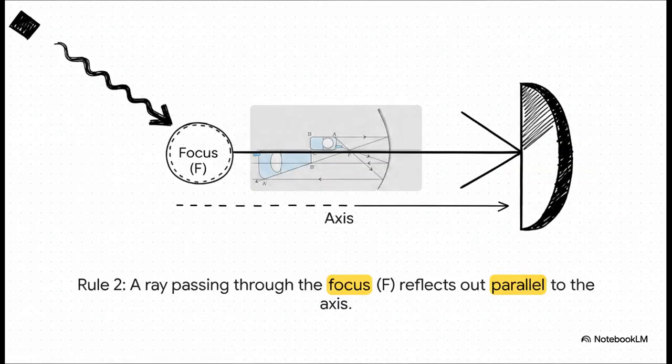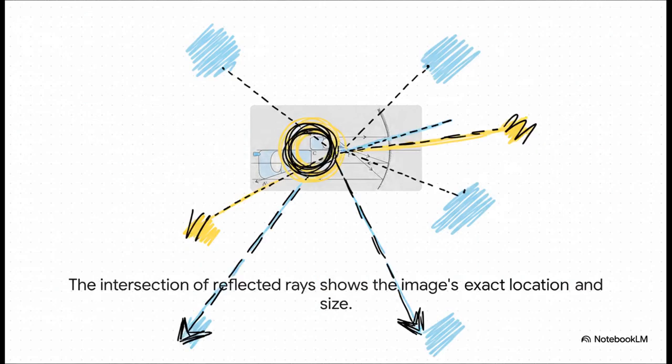Now let's bring in our second ray. This one also leaves the top of the object, but it aims for the focus first. And as soon as it hits the mirror, the laws of physics take over and shoot it out perfectly parallel to the axis. And look at that. Do you see where those two reflected rays cross? That's it. That's the spot. That's exactly where the top of the image is going to form. Just by following two simple, predictable paths, we can pinpoint exactly where the reflection will be and even how big it's going to be. Pretty cool, right?